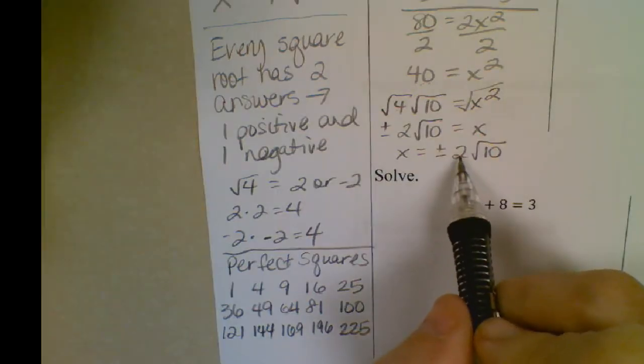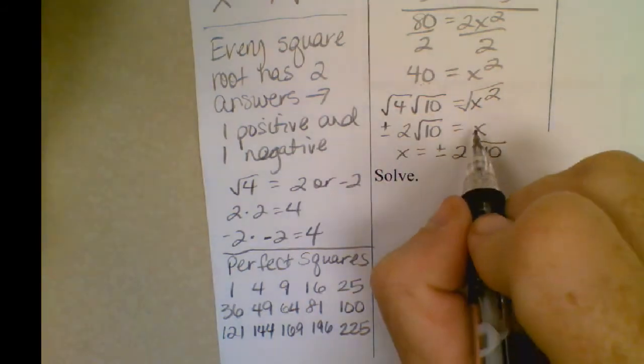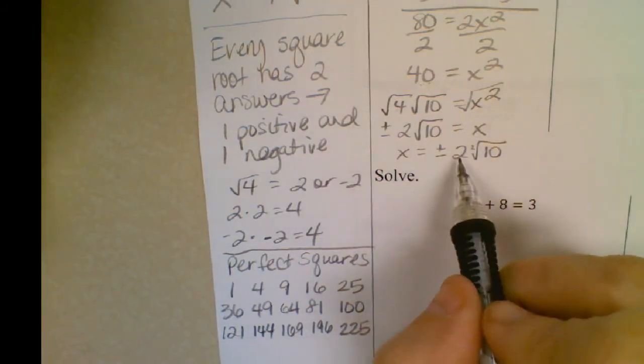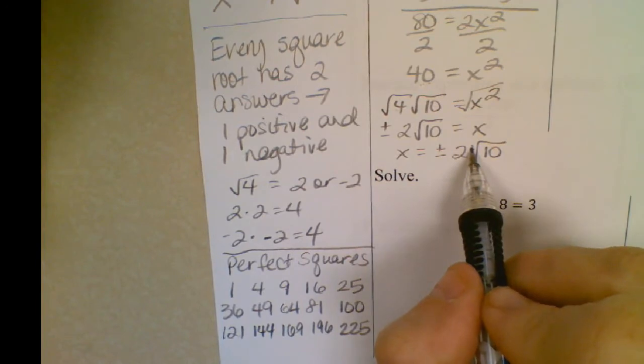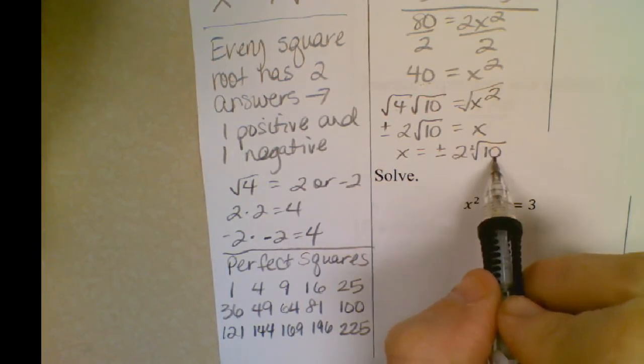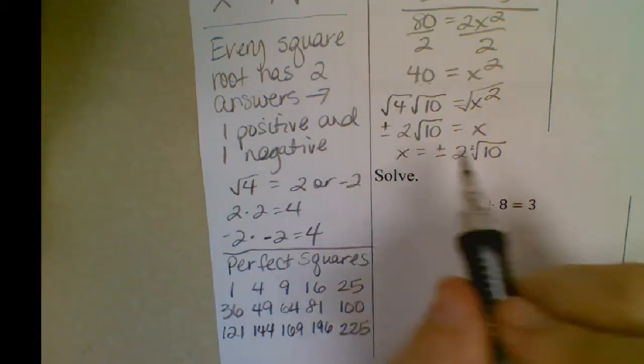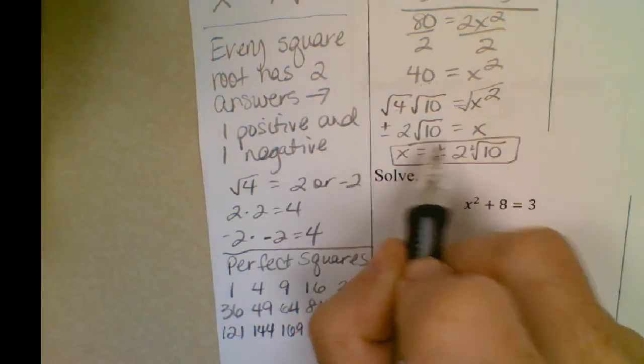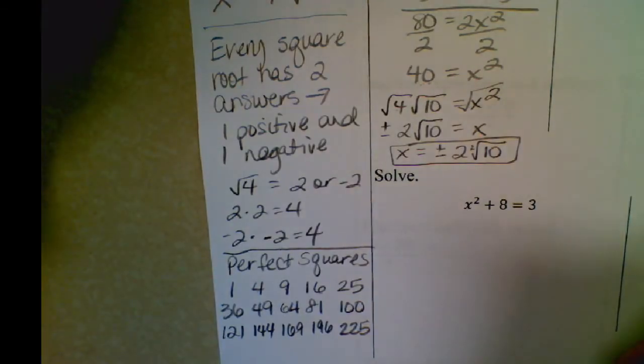Remember how you can always check this back. Since this is a square root, it's like there's a 2 in here. So you do 2 times 2, which is 4, times 10, which is 40, which is what you were taking the square root of. So that's radical form. We're just going to leave it just like that.